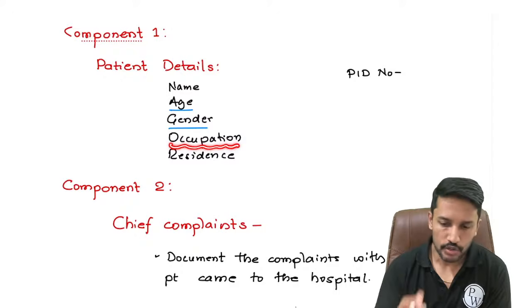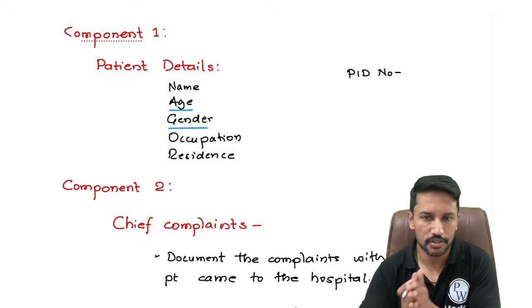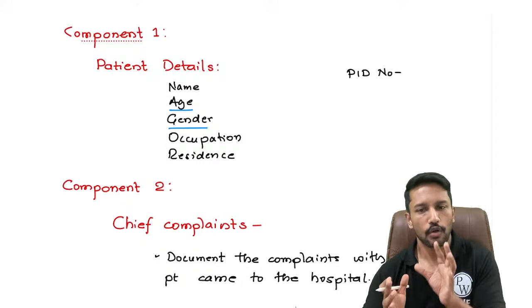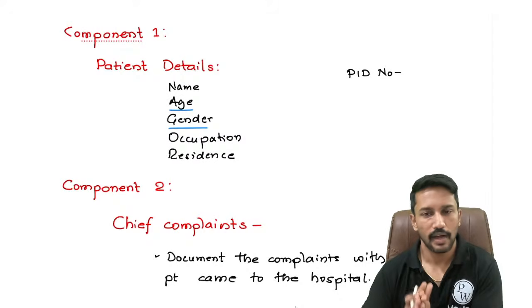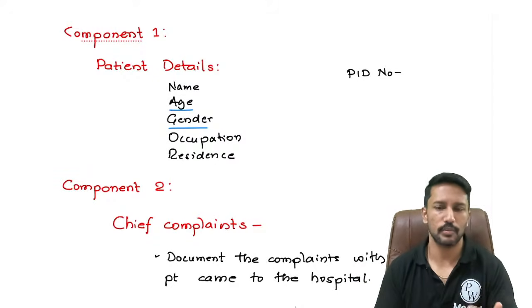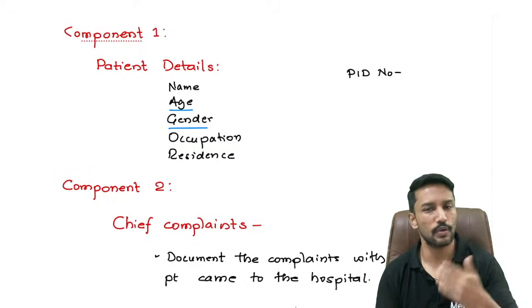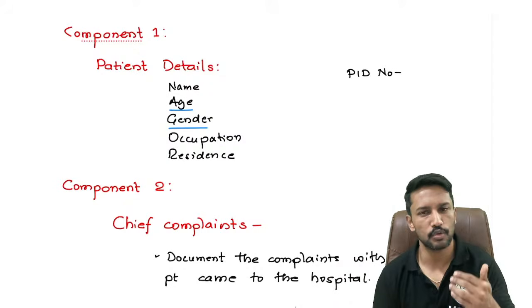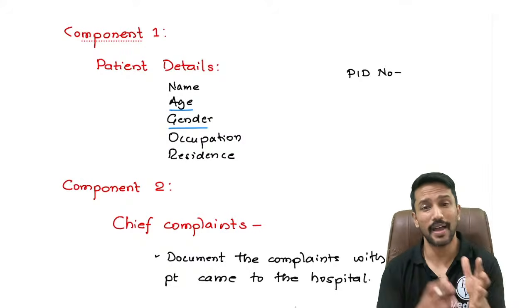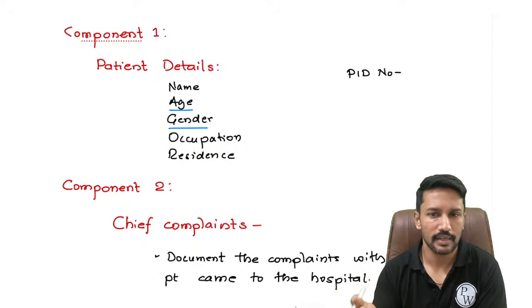Similarly, occupation is also an important factor about which you have to take a history. Why? Because a lot of occupational exposures are risk factors for diseases. For example, someone working in the cement industry or the construction industry may be exposed to asbestos, so we can develop asbestosis, a form of interstitial lung disease.